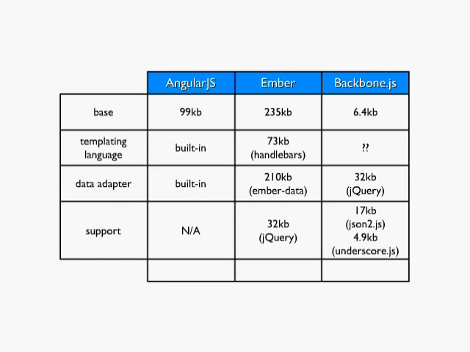And then Ember comes in at 550K, which is insanely large at half a meg. Now, when you compress these, when we gzip them, they will get significantly smaller. But half a meg of JavaScript without writing a line of code is certainly something to consider when you're choosing one of these frameworks.